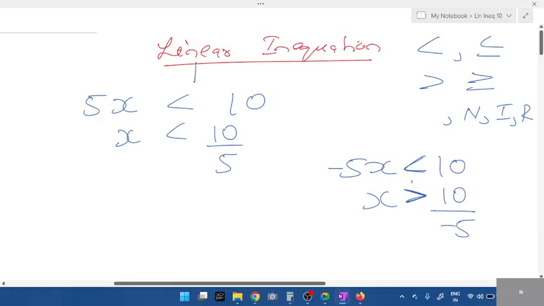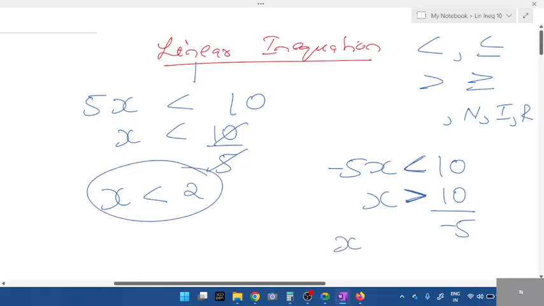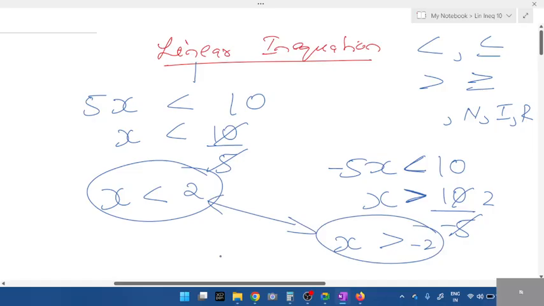This is the concept you'll have to understand. Less than symbol will be equal to greater than. So here the answer is x, 5 ones are 5. Here the answer is less than symbol converted into greater than symbol. 5 ones are 5, minus remains as it is, x is greater than minus 2. Can you see the difference? You'll see the difference, students. The sign is also changed, right?